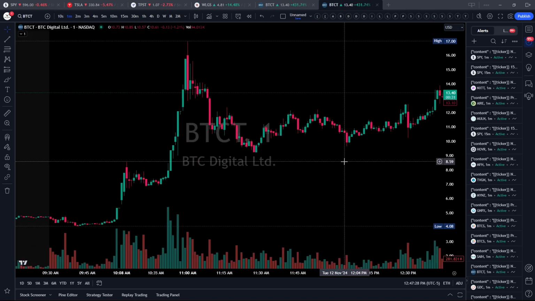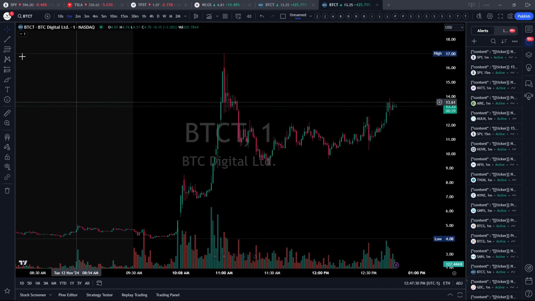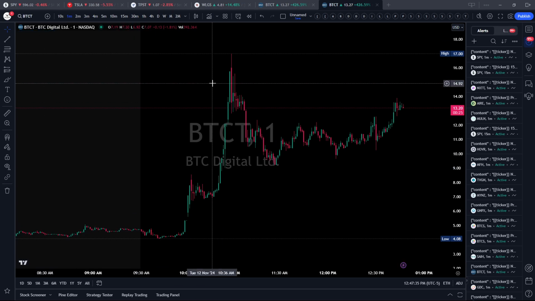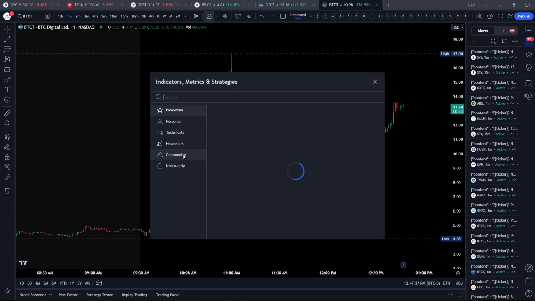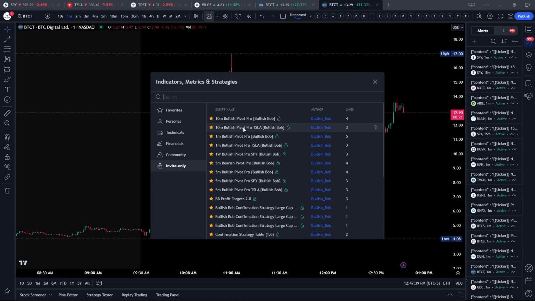Oftentimes, I'm trading the 1-minute chart. Not going to use the typical volume that we have below, so I'm going to delete that off of the chart, just like that. And I'm going to open up our indicators. So go into our invite only, and we're going to go to the 1-minute Bullish Pivot Pro, which is quickly becoming my favorite indicator, my go-to strategy when trading.